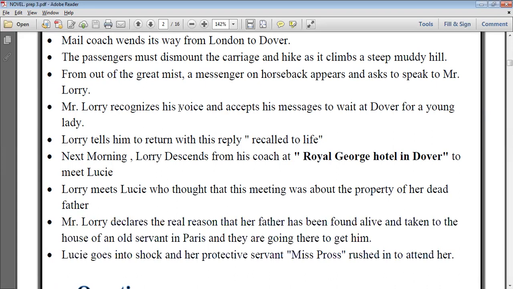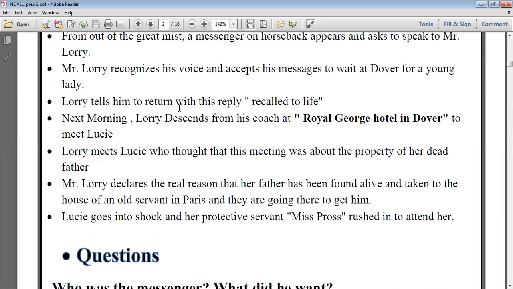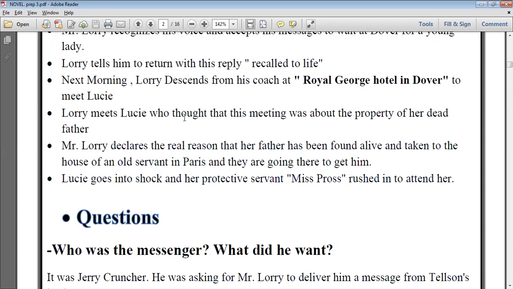Lorry meets Lucy, who thought that this meeting was about the property of her dead father. Mr. Lorry declares the real reason: her father has been found alive and taken to the house of an old servant in Paris, and they are going there to get him. Lucie goes into shock, and her protective servant, Miss Pross, rushes in to attend her.